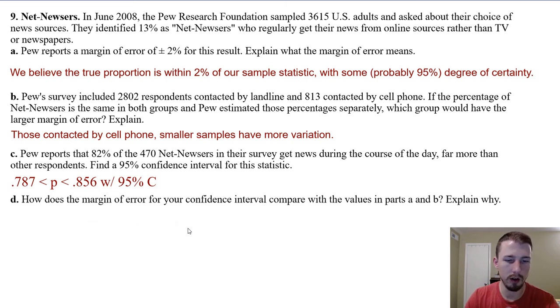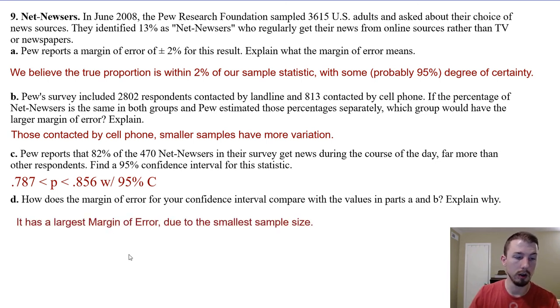How does the margin of error of your confidence interval compare with the values of parts A and B? Well, on A, we had a margin of error of 2%. On B, we are going to have a larger margin of error because we've got a smaller sample. Instead of 3,615, we broke it down to 2,802 or 813. Now we're at an even smaller sample of 470, so our margin of error is going to keep getting larger and larger. So how's the margin of error compare? It's going to be even larger because it's a smaller sample. So the largest margin of error is due to the smallest sample size.